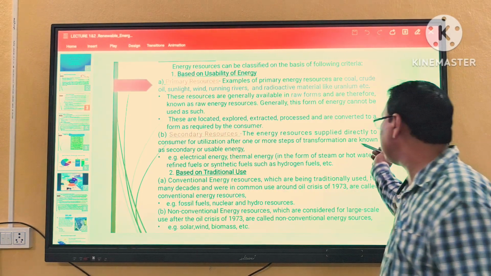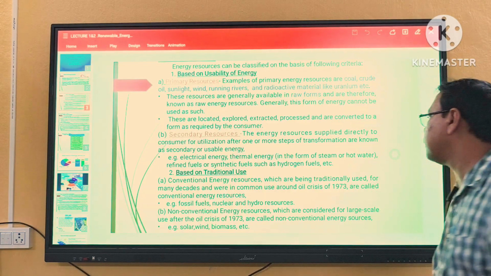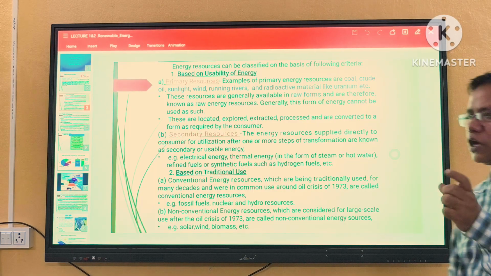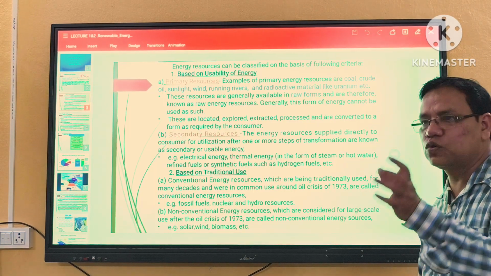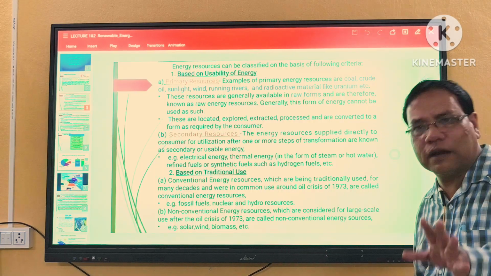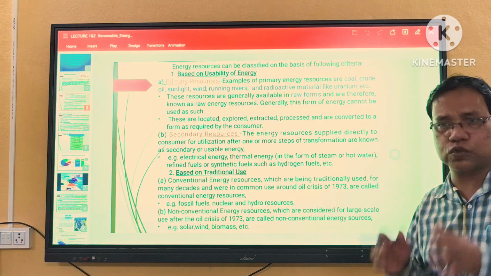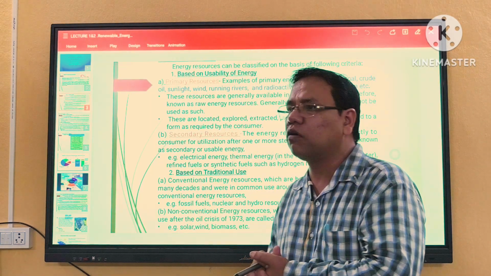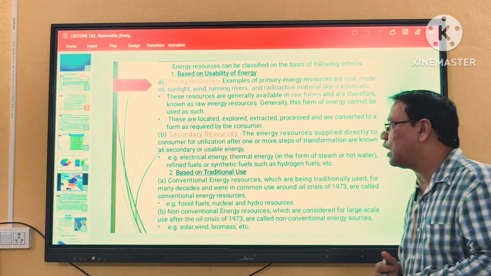Secondary resources are supplied directly to the consumer for utilization after one or more steps of transformation. Primary resources cannot be used directly, but the secondary resources can be directly used by the consumer. Those sources which are readily available for the use of consumers are called secondary resources.